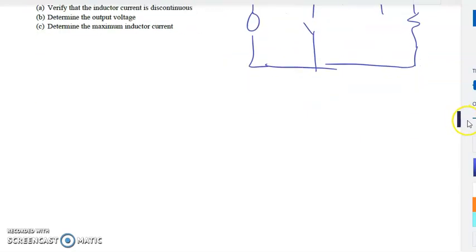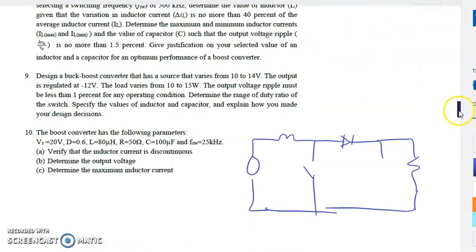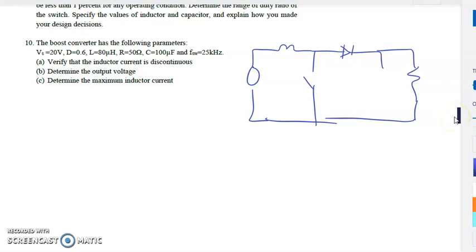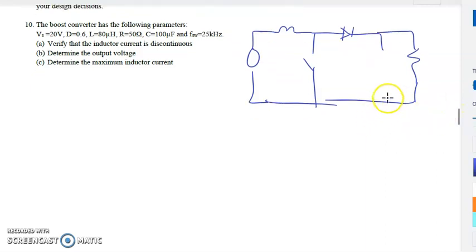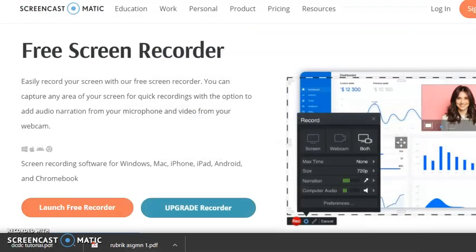Okay, now we discuss question number 10. The boost converter with the following parameters. So we transfer all the data into the circuit, which is, we have here the boost circuit.